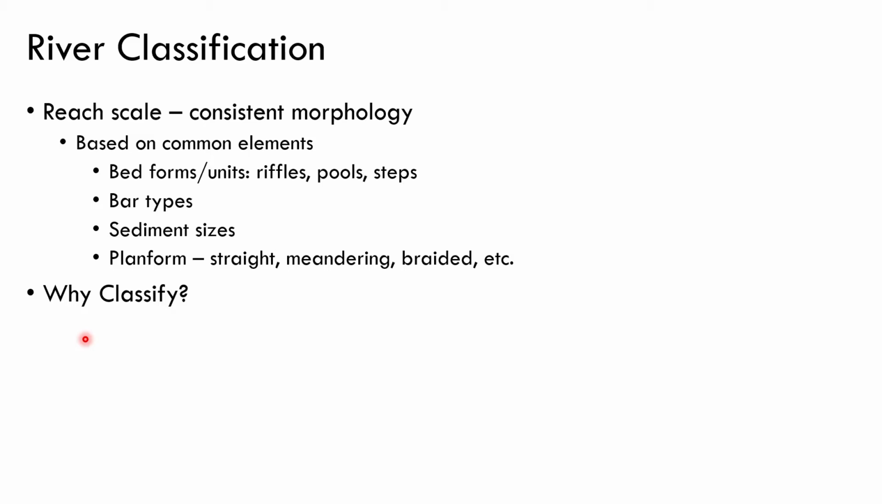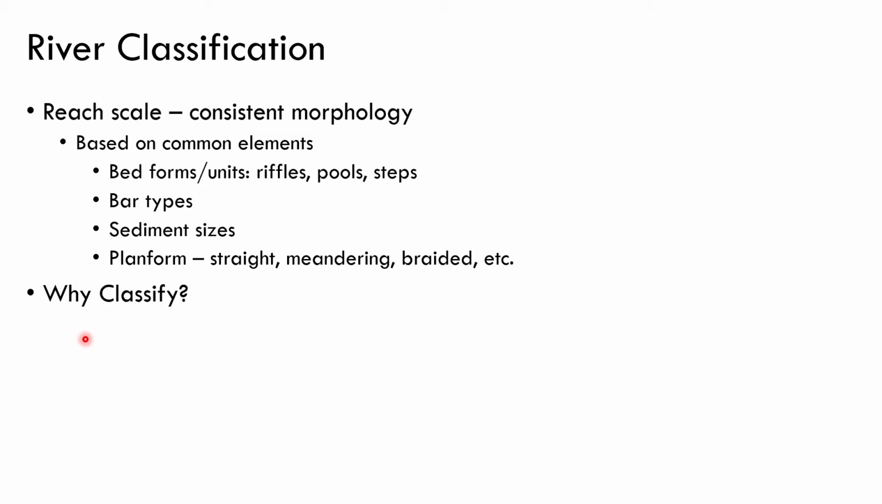And the classification schemes are based on some common elements. So what bed forms or bed units do we have? So riffles, pools, steps. What types of bars do we have? What's the dominant sediment size? What's the plan form? Is it straight, meandering, braided? Okay. All of those go into classifying rivers and coming up with river classification schemes.